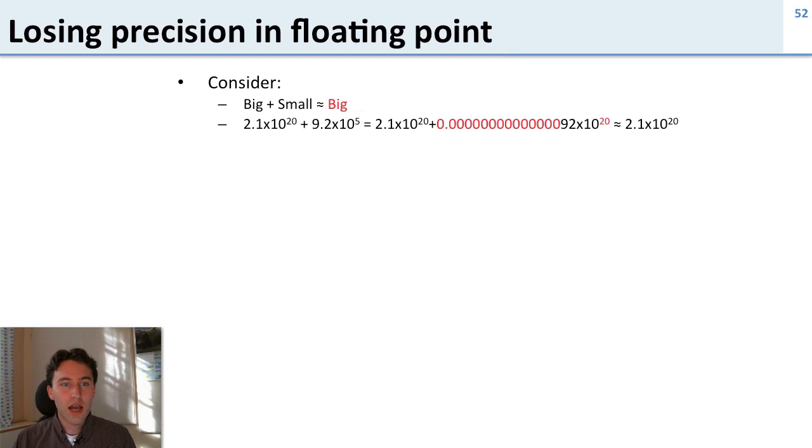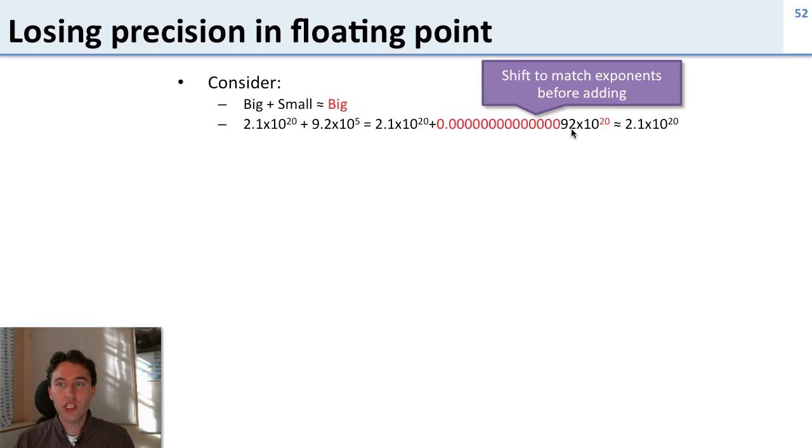Here's an example. I'm going to add 2.1 times 10 to the 20th to 9.2 times 10 to the 5th. So this is a number that's 10 to the 15 times bigger. To do that, I need to take the smaller number and rewrite it with the exponents matching. So if I rewrite 9.2 times 10 to the 5th so that it matches the exponent, what you can see here is I have to shift it way over. This is 0.00000092 times 10 to the 20th. And when I add these together, this 2.1 is so much larger than this 0.00000092 that it basically disappears.